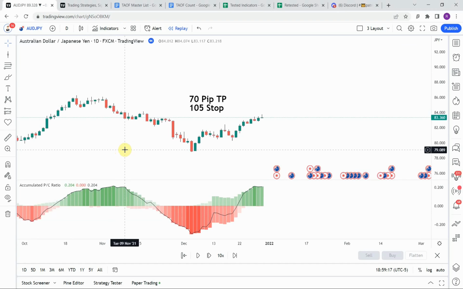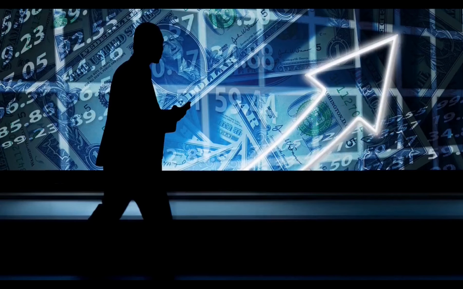Today we will be testing the accumulated put and call ratio indicator.